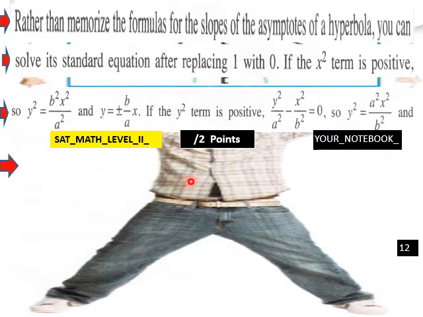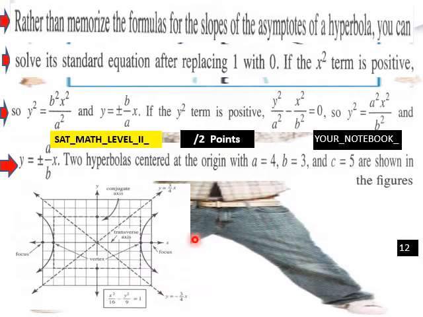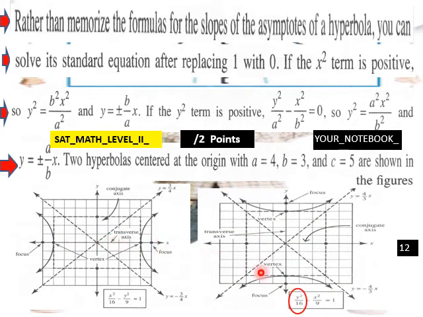Two hyperbolas centered at the origin with a equals 4, b equals 3, and c equals 5 are shown in these figures. Here we have a horizontal orientation, and then here we have a vertical orientation because our 16 is underneath our y squared, and over here our 16 is underneath our x squared. Then we have a focus, and our conjugate axis here. Here's our vertex, and again here are the slopes of our asymptotes.